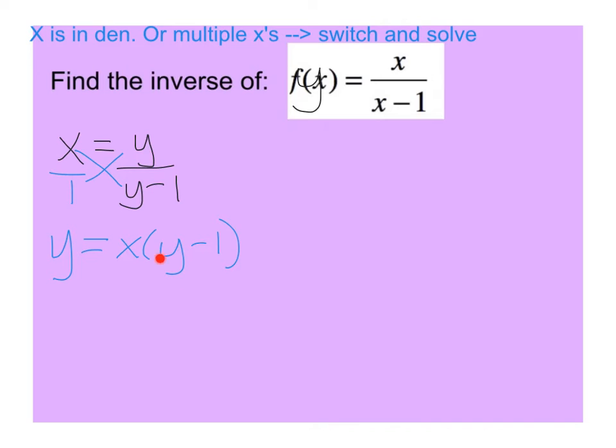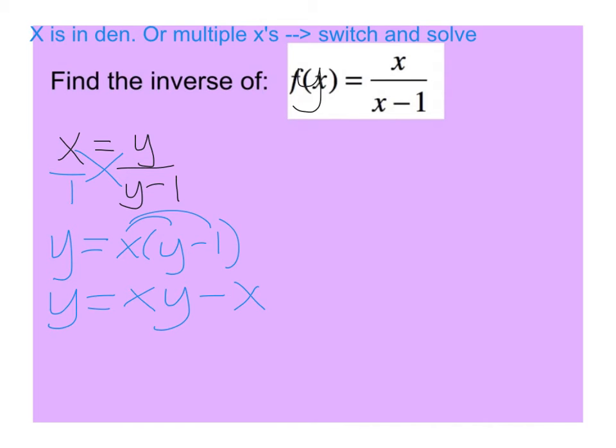This y right here is kind of stuck inside the parentheses. So what we're going to do to get rid of that is to distribute. Now the y is out of the parentheses, but we still have two y's.